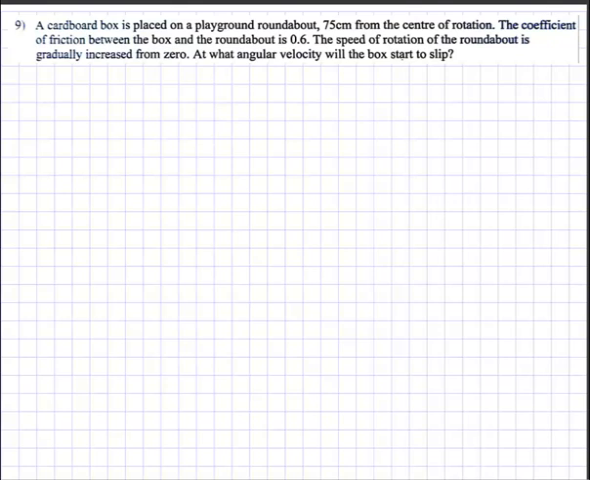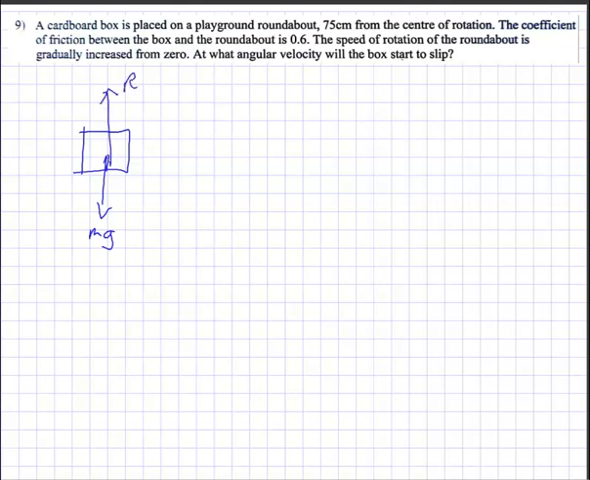Moving on to a new question. Here we have a scenario of a roundabout of some sort, a turntable, and an object on that turntable. There will be some friction; it's not a smooth surface. If we imagine some object, the object has a mass. If we don't know what the mass is, we just say the weight is mg. We have our normal reaction in the opposite direction.